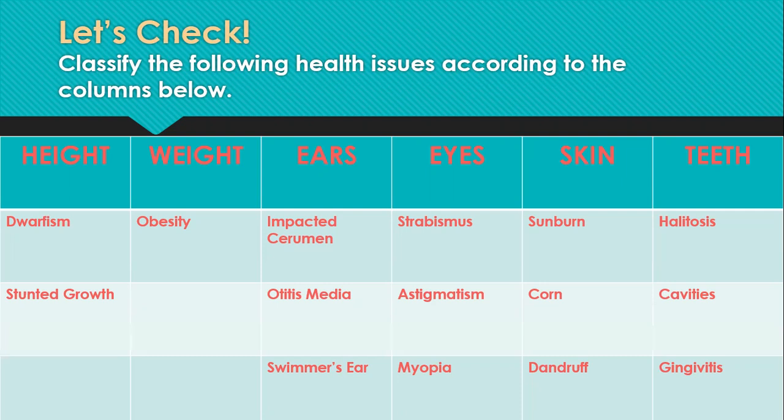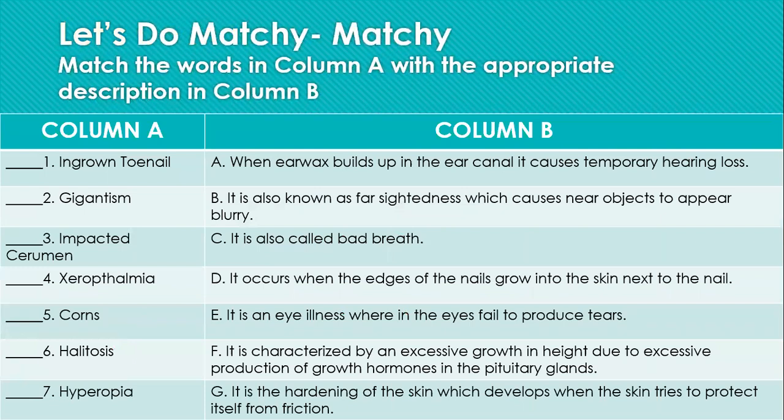Now let's proceed to our matchy-matchy. I want you to match the words in column A with the appropriate description in column B. I will read first column A. 1. Ingrown toenail. 2. Gigantism. 3. Impacted cerumen. 4. Xerophthalmia. 5. Corns. 6. Halitosis. And 7. Hyperopia.